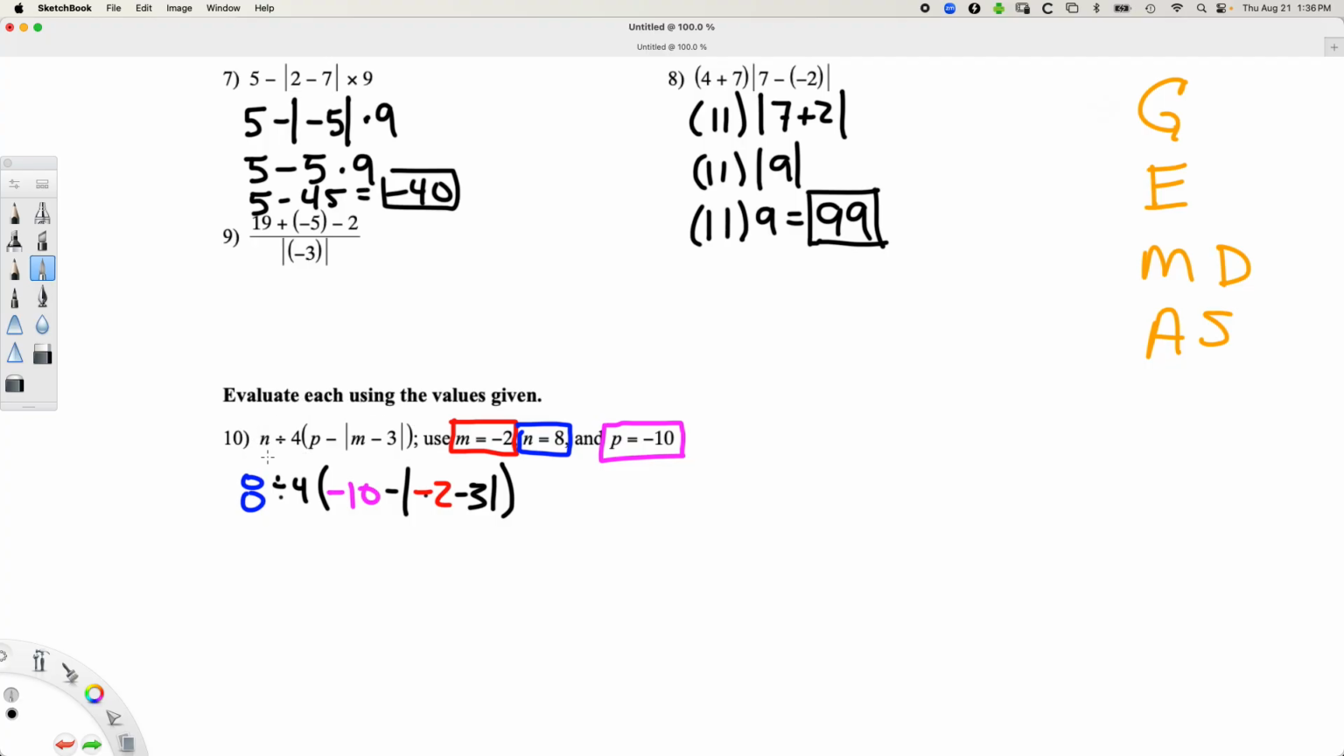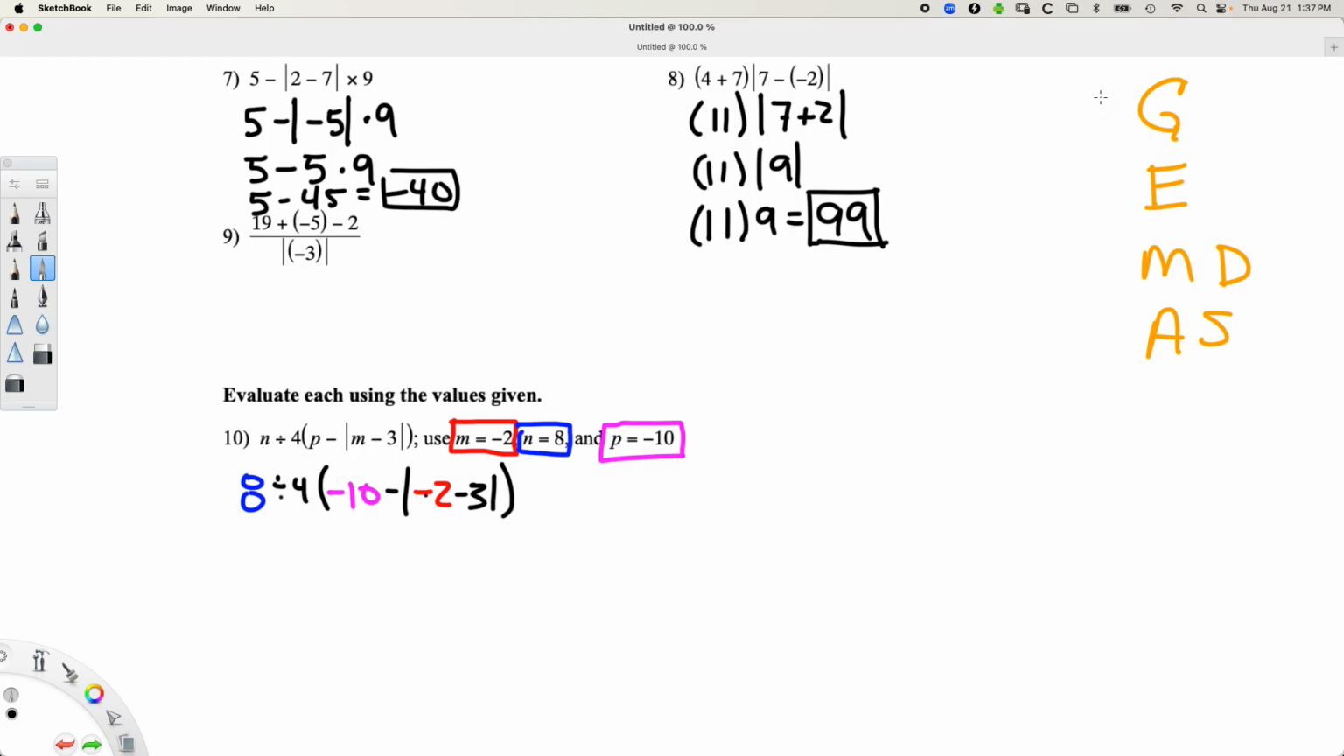Okay, so all I've done is just rewritten the equation, this equation that's right here, except every time I had an N, I put in an 8. You can see that that's in blue. Every time I saw a P, I put in a negative 10. You can see that's in pink. And every time there was an M, I put it in red, and I put in negative 2. You can see that's in red. So now it's just like a regular problem.